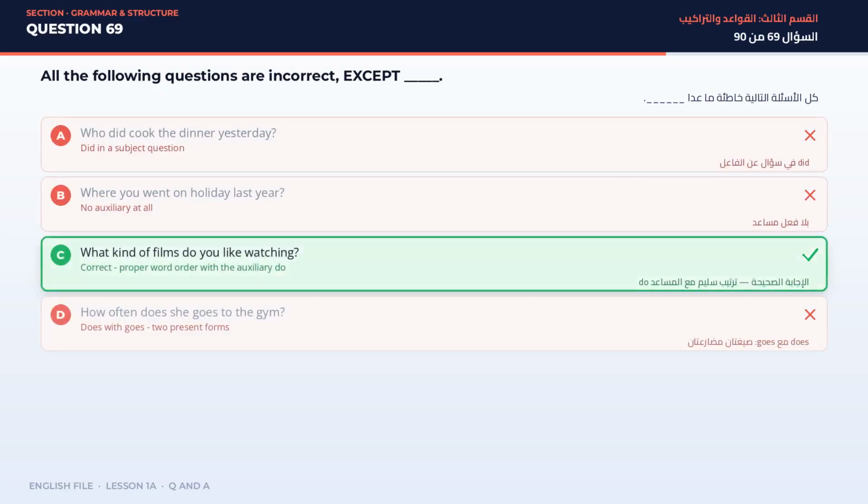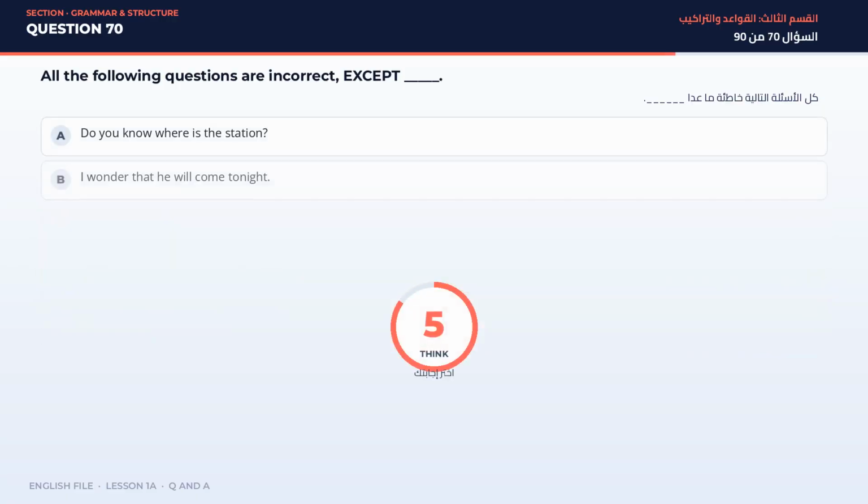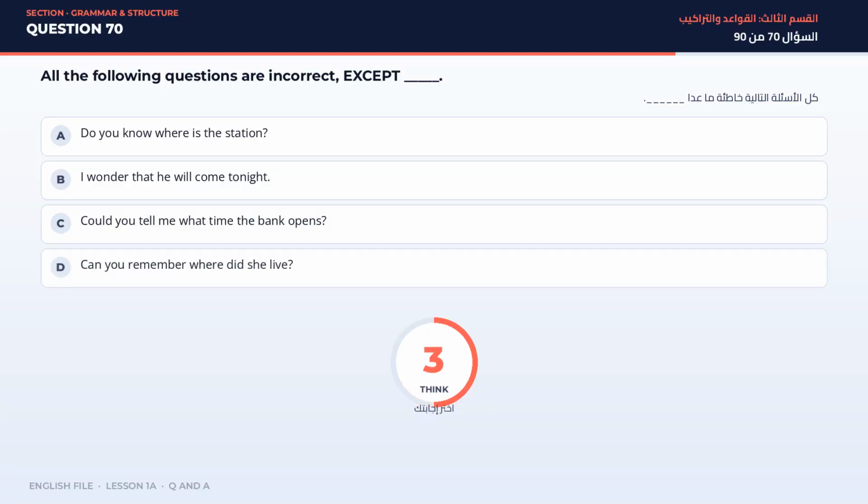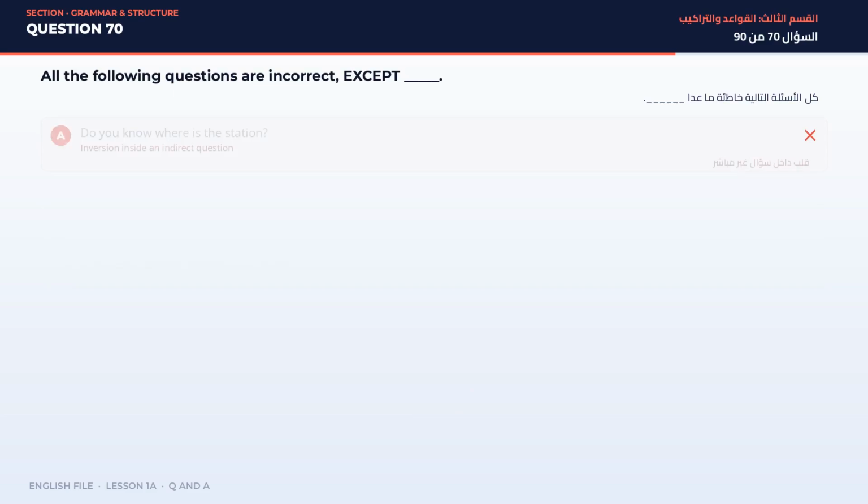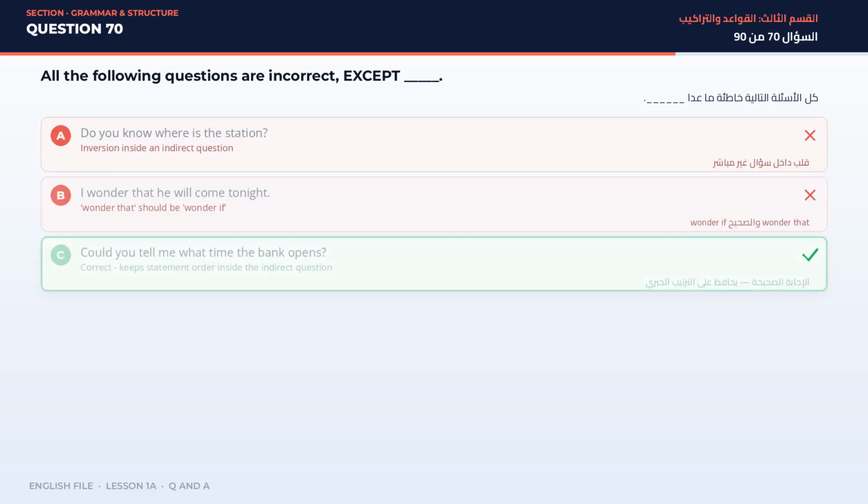Question 69. The answer is C. What kind of films do you like watching? Proper word order with the auxiliary do. Not A, did in a subject question. B, no auxiliary at all. D, does with present forms.